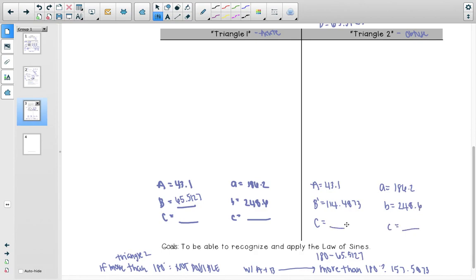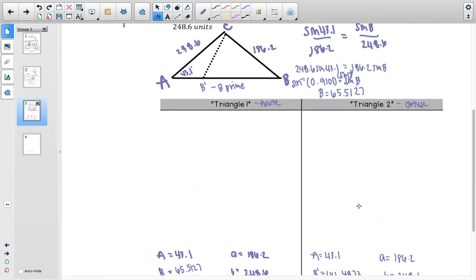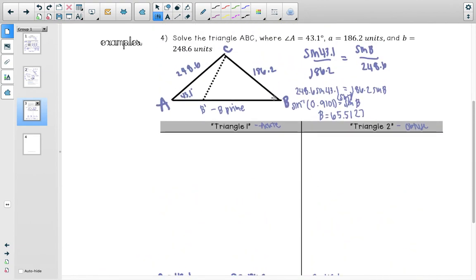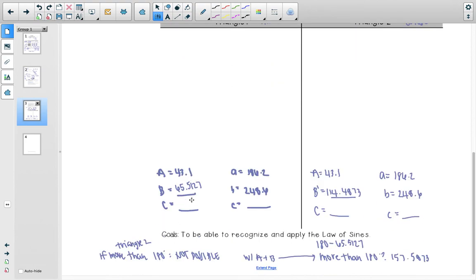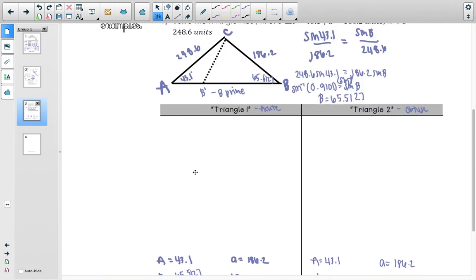Okay, so we're going to work with triangle 1 as if it's an acute triangle. So with this, we have 65.5127. Now we need to find angle C, and we can because we have 2 of the 3 angles. So we can take 180 minus 43.1 minus 65.5127. Make sure I'm doing everything right.